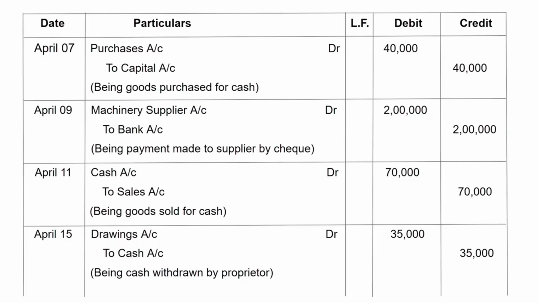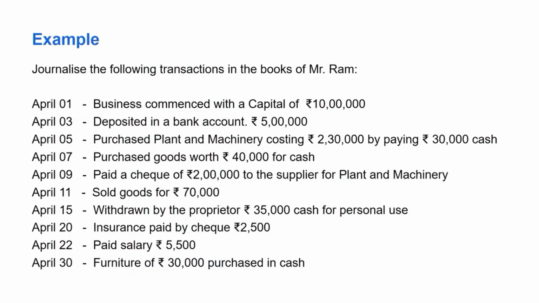And the next transaction is April 20, insurance paid by check 2,500. Here the two accounts are insurance account and bank account. Bank account because it is paid by check.